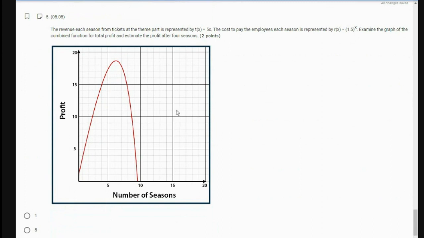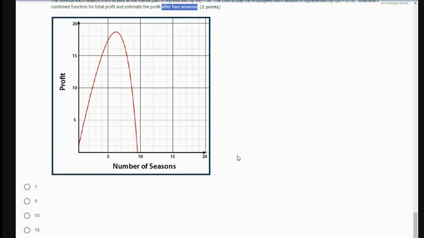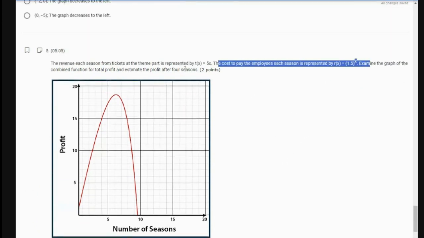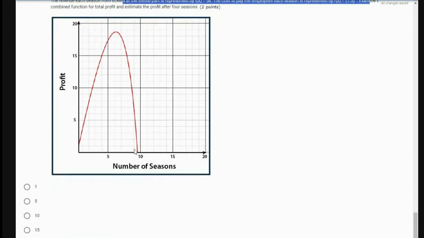estimate. Oh, I love this. This is basically, can you read a graph? The revenue each season from the tickets at a theme park is represented by T of x equals 5x. The cost to pay the employees is represented by 1.5x. So here is a graph of the combined function. So this takes both of those into account. It adds them together. And it wants to know, what is the profit after 4 seasons? So here's number of seasons. Can you read the graph and tell me after 4 seasons, what is the profit? You don't even need to know these equations because they already graphed it. All you have to do is, can you read a graph?